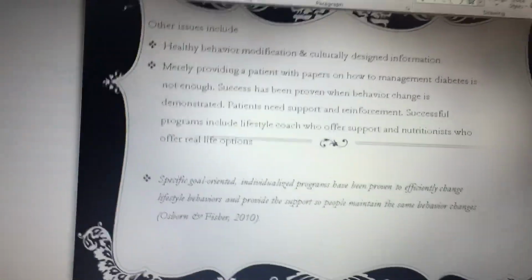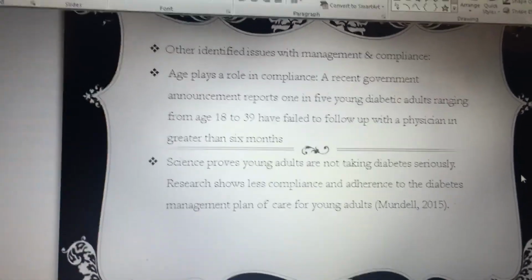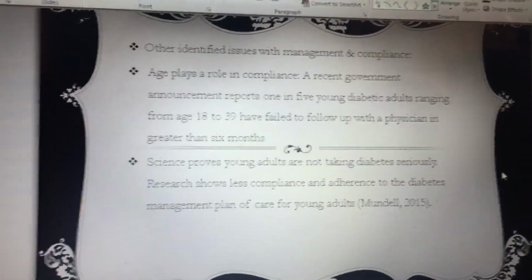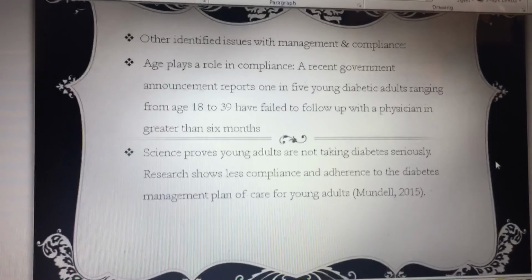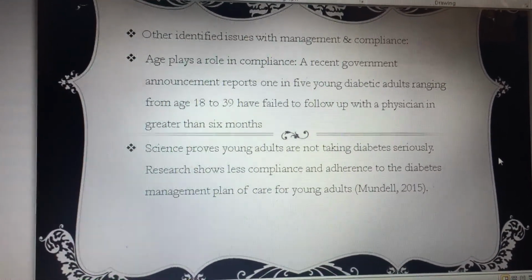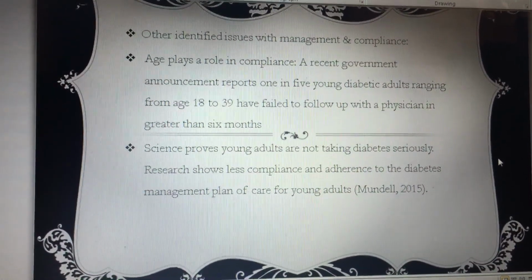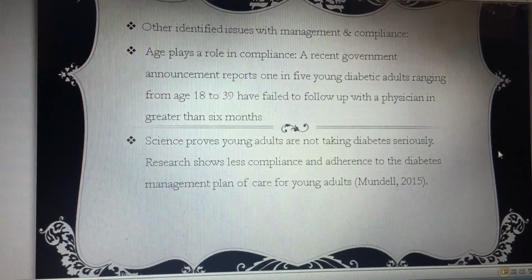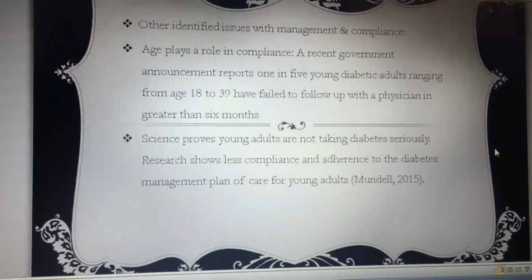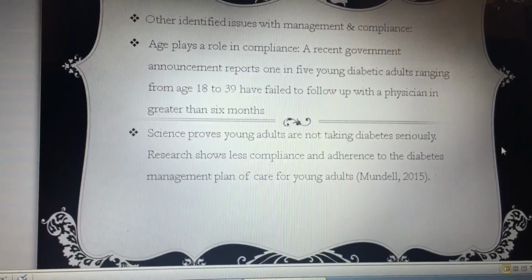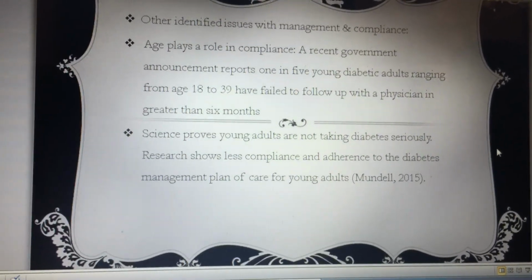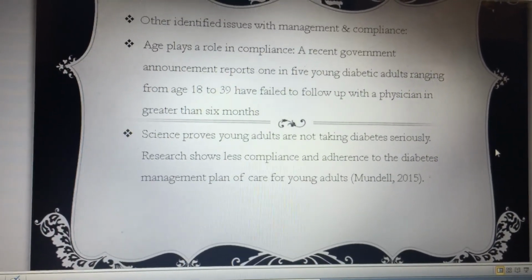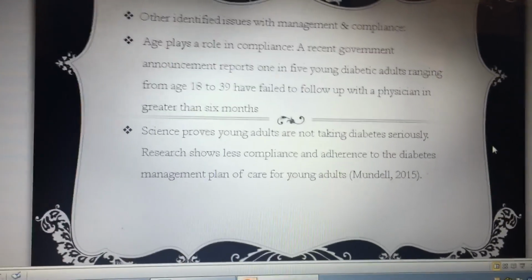the same behavior changes. Other identified issues with maintenance and compliance include age. Age plays a huge role in compliance. A recent government announcement reported that 1 in 5 young diabetic adults ranging from 18 to 39 have failed to follow up with a physician in greater than 6 months. Science proves young adults are not taking diabetes seriously. Research shows less compliance and adherence to the diabetes management plan of care for young adults.